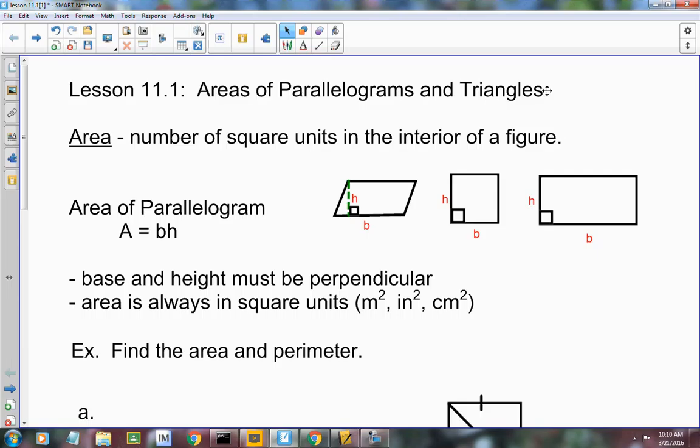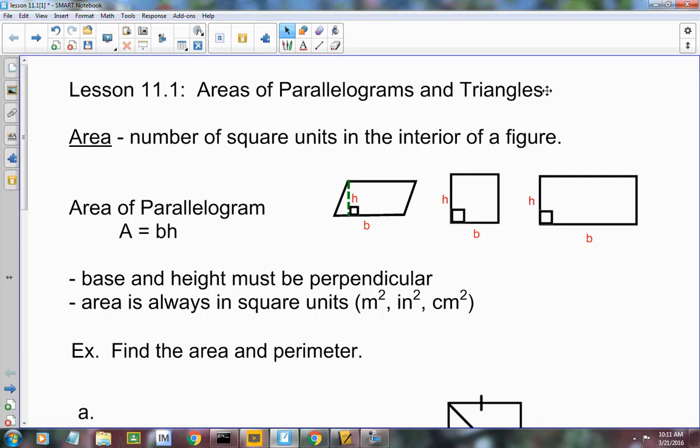Now, just to talk a little bit about what area is. Let's say we were going to fence in a particular area, okay? We're just going to make a fence and we're going to put some sod down. How much fence we would need to go around it is the perimeter, and how much sod we would need to go down on the inside of it is the area, okay? So area covers what's on the inside, perimeter goes around the outside.